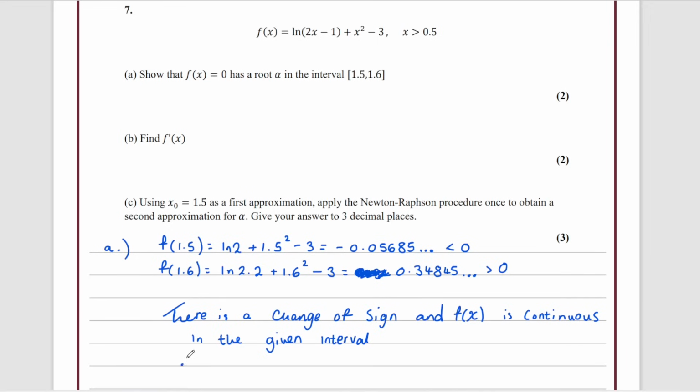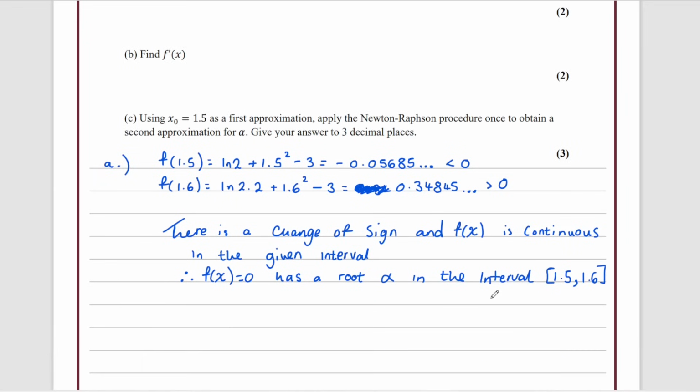So therefore, f of x equals 0 has a root alpha in the interval of 1.5 to 1.6. Okay, and there we have it. So that is the solution to part A. Pretty standard stuff though, hopefully nothing too challenging just to get us started.